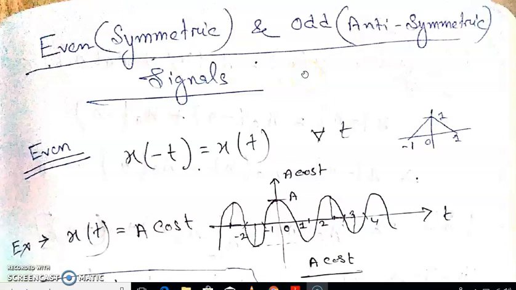Alright, let's discuss even and odd signals. An even signal is generally known as a symmetric signal, whereas an odd signal is generally known as an anti-symmetric signal.